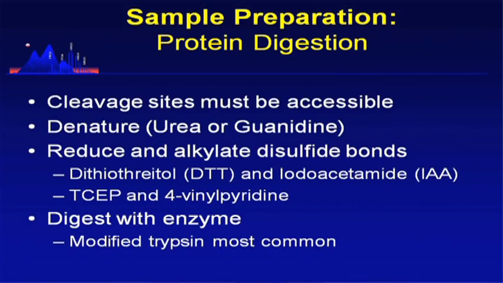Now, in addition to unfolding the protein, we also have to be conscious of disulfide bonds. If you have multiple cysteines in your protein sequence, they can form disulfide bonds that will sometimes keep the protein in a semi-folded state even under denaturing conditions. So what we do is we add a reducing agent such as DTT and an alkylating agent such as iodoacetamide. This will reduce the cysteine bonds and then cap them with an alkyl group so that they won't reform in the process of the digestion. And then after these two steps, we would add our enzyme.